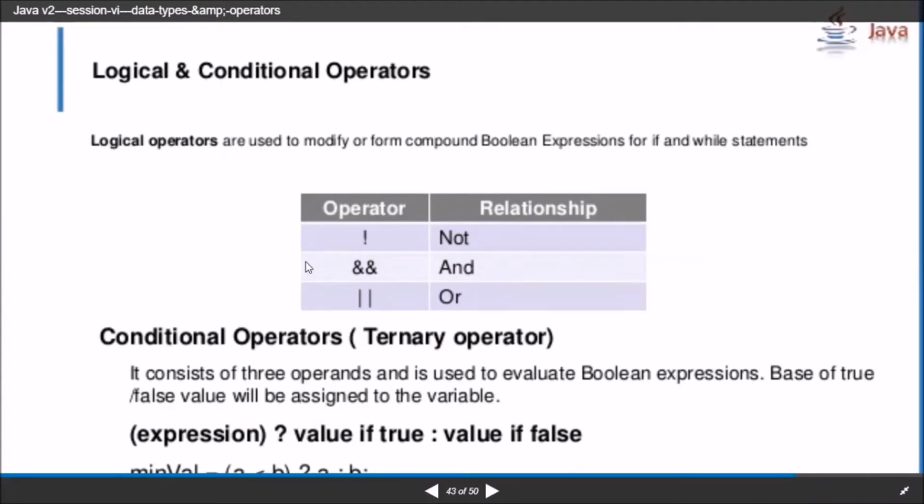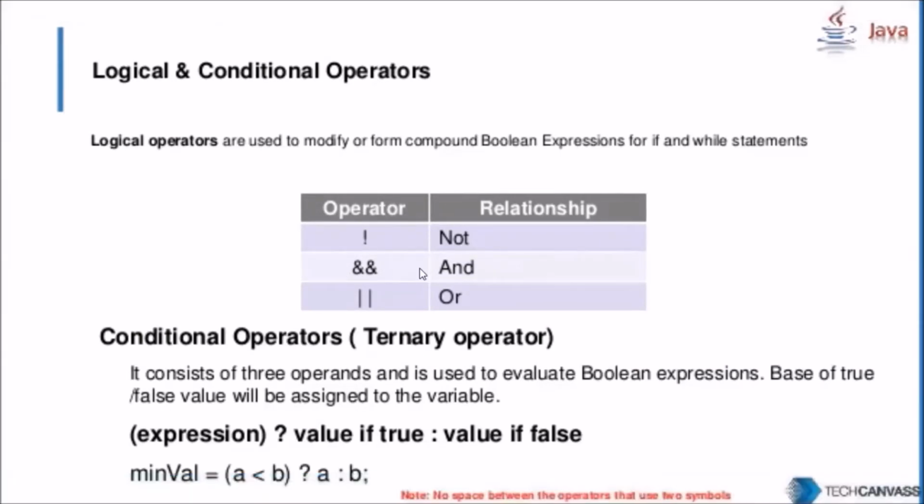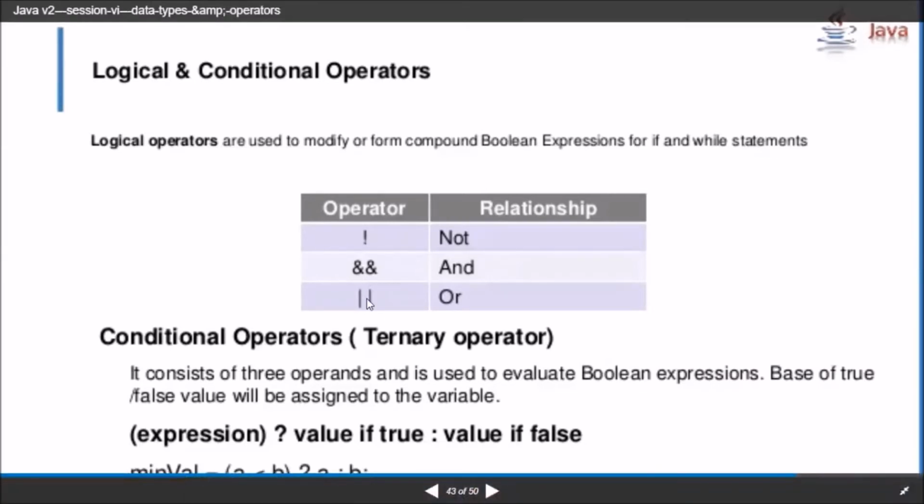So when I say LHS and RHS, if both are true, this entire expression equals true. Whereas two pipes is an OR operator, where if LHS is true, this expression is true. But if LHS is false, it will evaluate the RHS. And if that is also false, the entire expression is false.